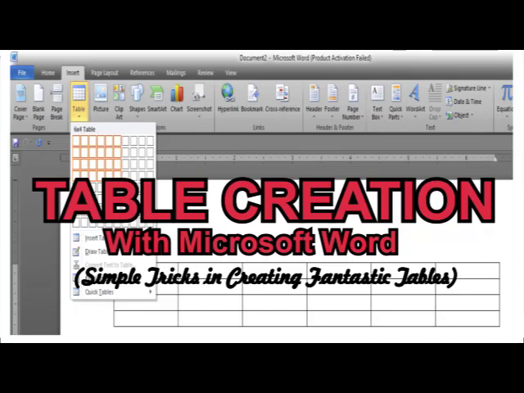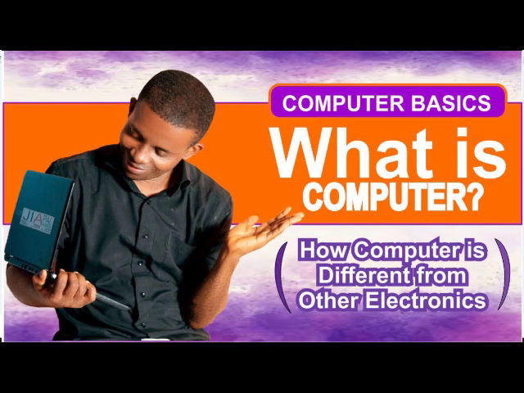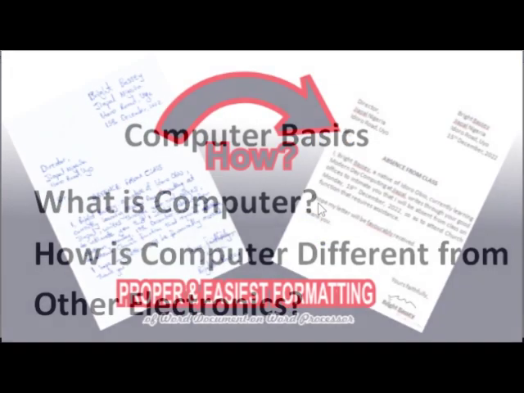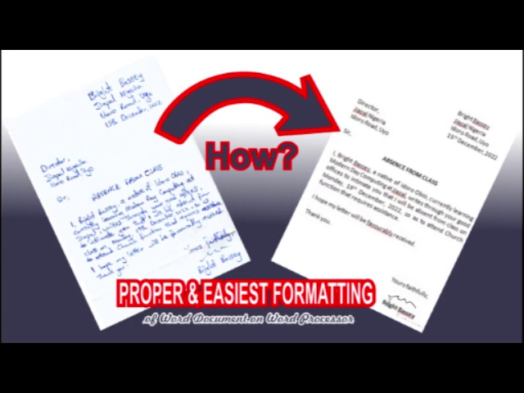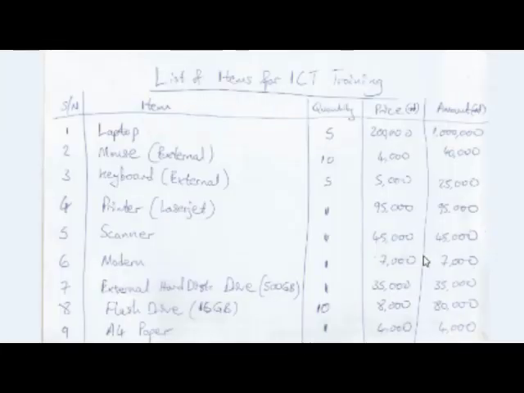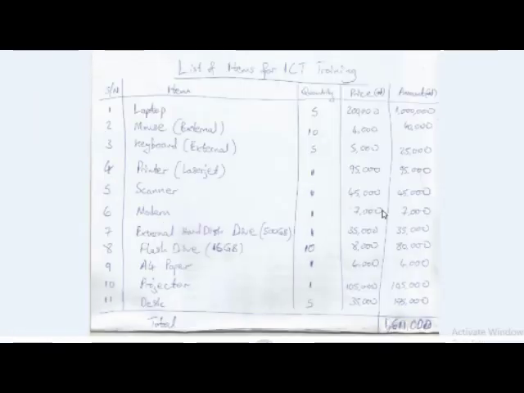Okay, I still remember my humble self, Edim. We have gone through what a computer is and how a computer is different from every other electronic. We have introduced formatting of a Word document using a word processor, an example of which is Microsoft Word. So, the handwritten document seen on the screen is what we are going to present. We are going to use Microsoft Word to present this.